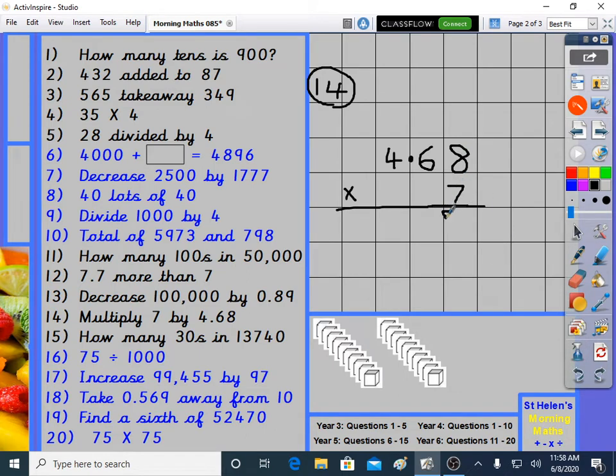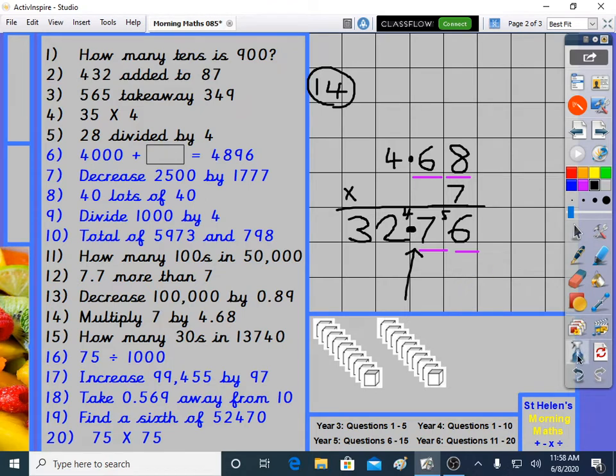7 times 8, 56. 7 times 6, 42, plus 5, 47. 7 times 4, 28, plus 4, 32. That's not the answer, no, though, because there's 2 decimal places in the question, so you need 2 in the answer. So it will have to be 32.76. Some people are very bad at remembering these decimal points. You do all the work, leave that little point out, and you get the question wrong. So you really got to try to remember those decimal points.